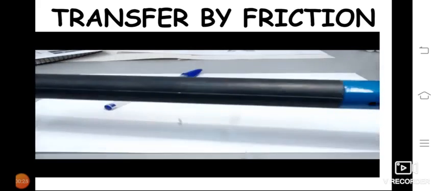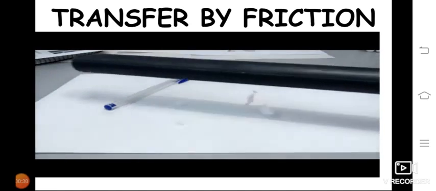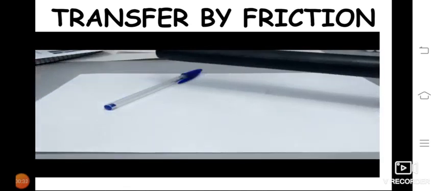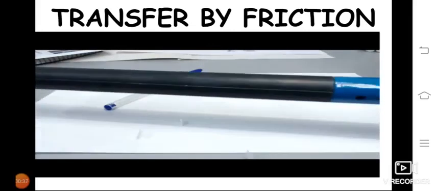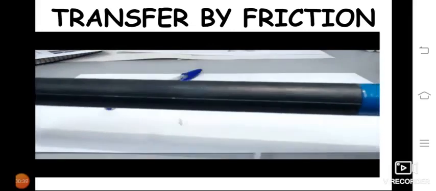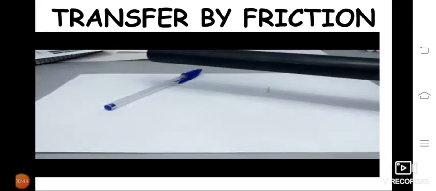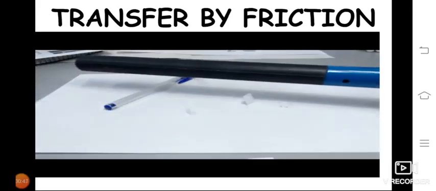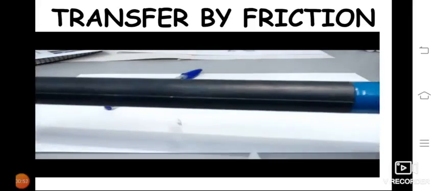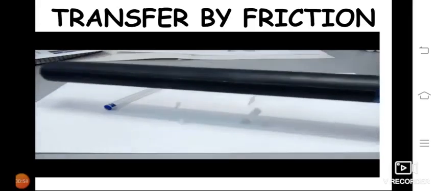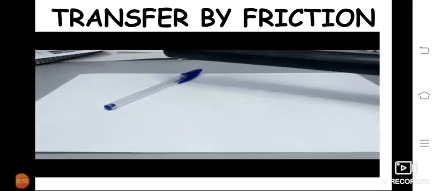Next, transfer by friction. Friction is nothing but the force acting on two individual bodies. Here see, the PVC pipe is attracting the piece of paper on the floor, because of what? The friction. When we rub the materials very harshly, they can gain a charge. So based on the friction it creates a charge. That's why the PVC pipe is attracting the paper. So here the charges have been transferred because of the friction.